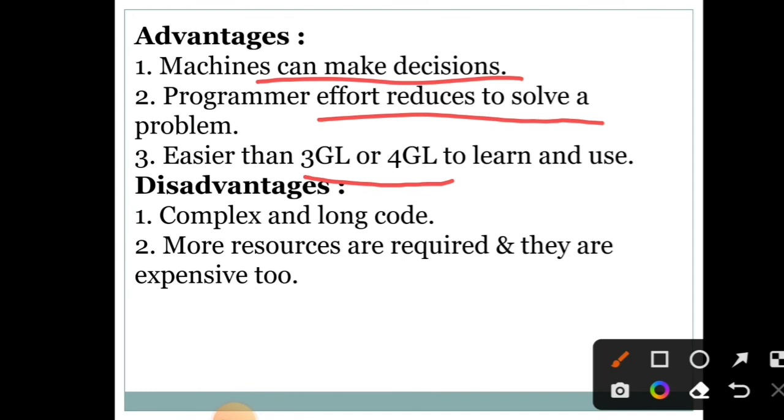And the next, disadvantages are complex and long code. So you need to write a lot of code for solving problems. Next, more resources are required. They are expensive too. When compared to previous languages, these are more expensive and more resources are required.